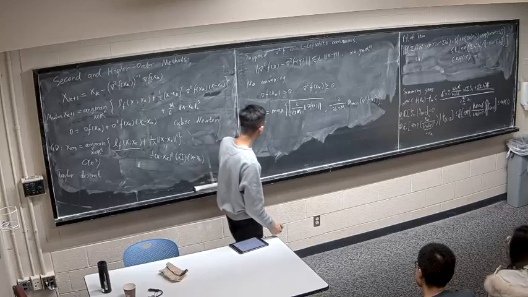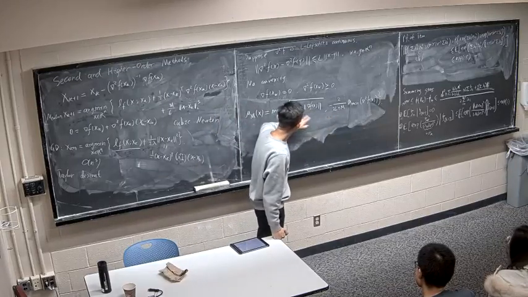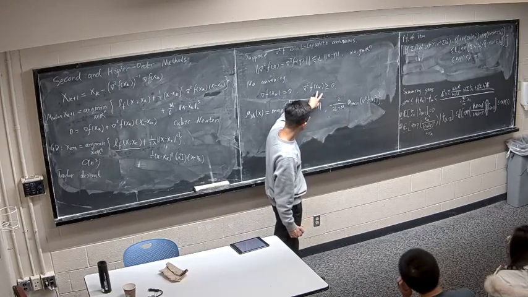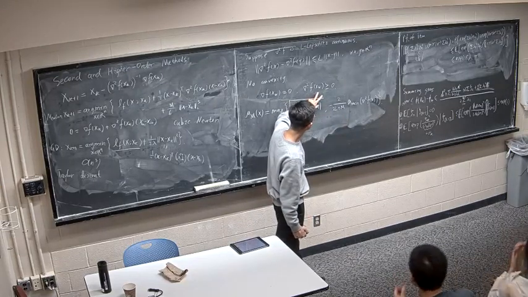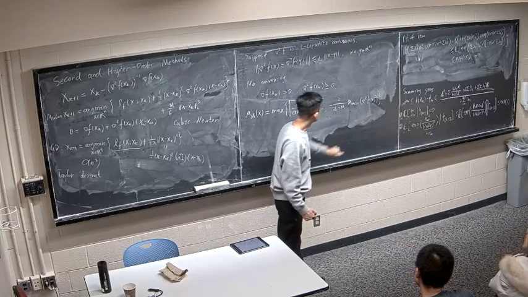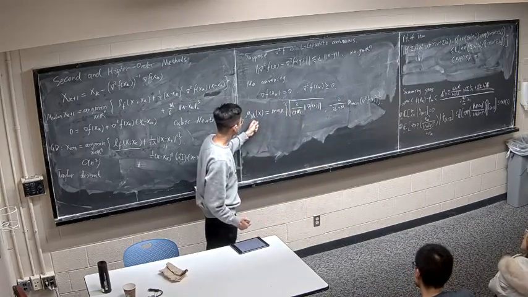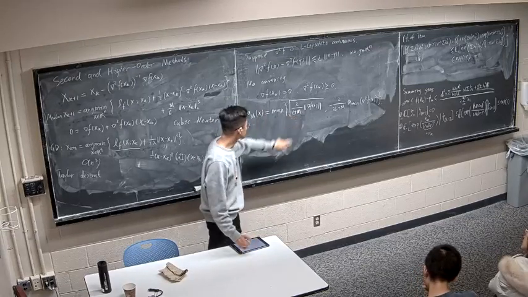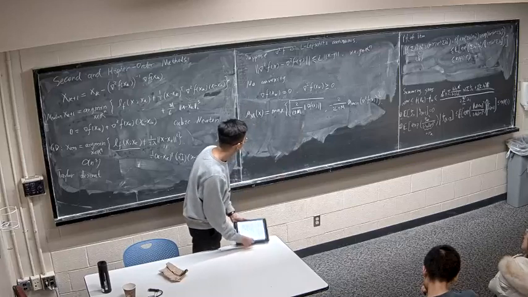Basically, this quantity is a maximum of 2 terms. Here we monitor the stationarity. Here we monitor the Hessian, the minimum eigenvalue of the Hessian. This quantity here is always non-negative, because it's a maximum of the two.